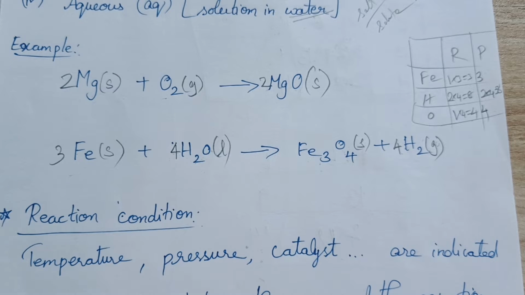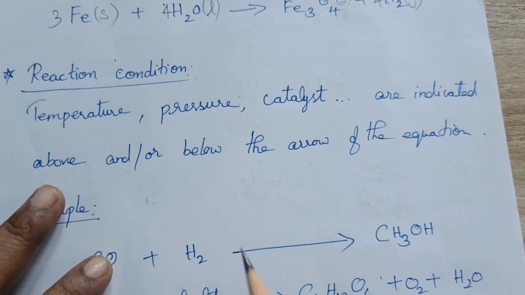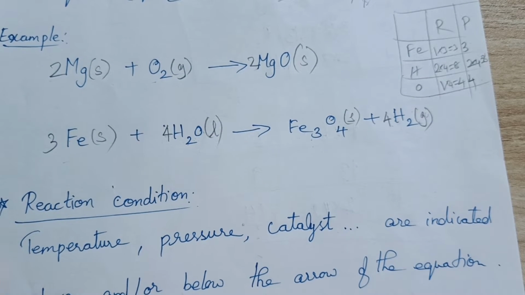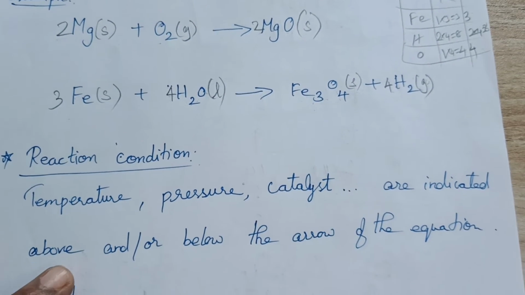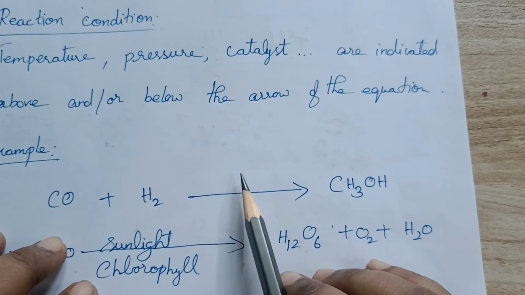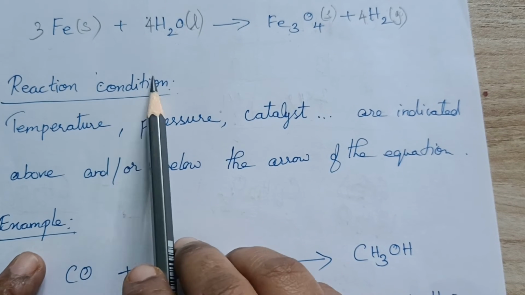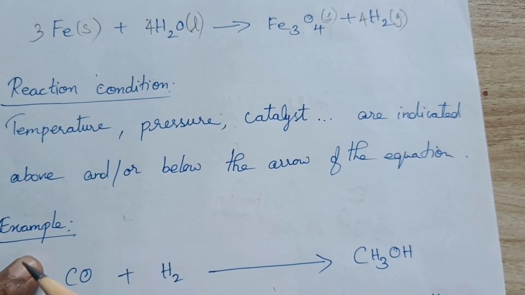In the presence of what? For example, take photosynthesis. Photosynthesis takes place in the presence of sunlight. Sunlight is important, but we will not write sunlight in the equation. So where will we mention the condition of the reaction? Above or below the arrow mark. Reaction conditions, like at what temperature it has to react.